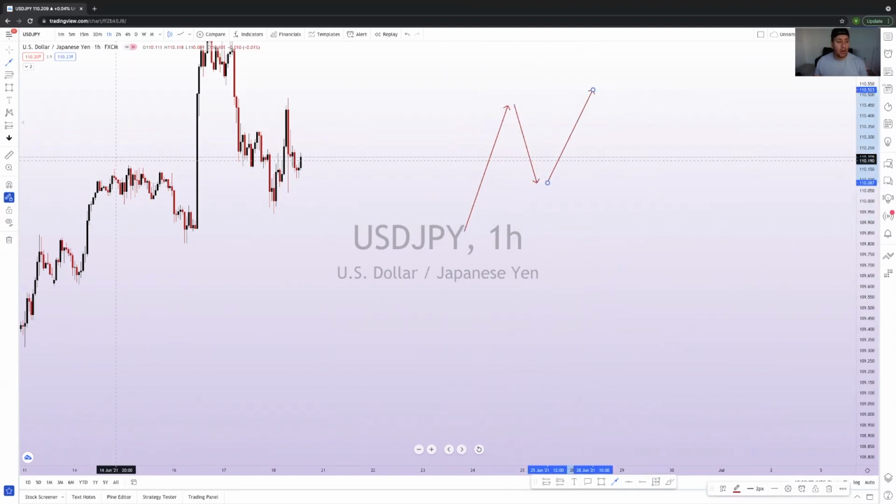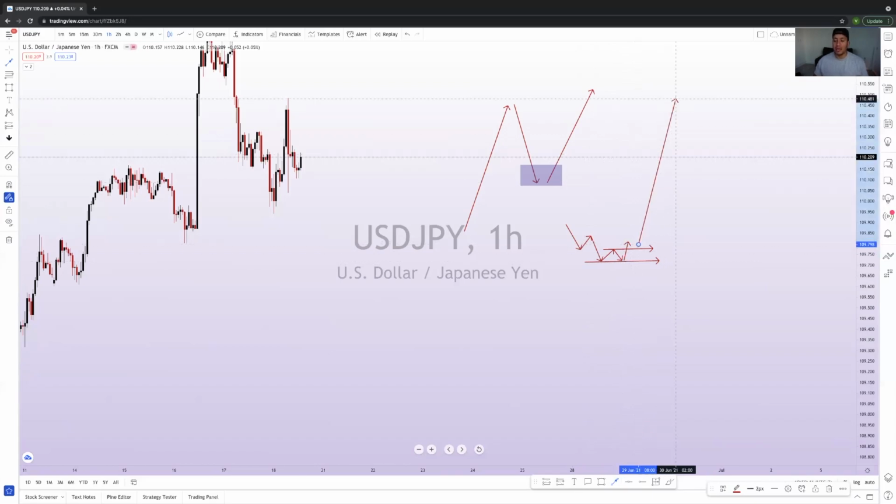So what I'm looking for over here is this. Basically what I drew right here is the higher low. So this is support. What I'm personally looking for is an area of resistance, which is this right here, to be broken to the upside. That's what I'm looking for. Then I enter down here for that big push.